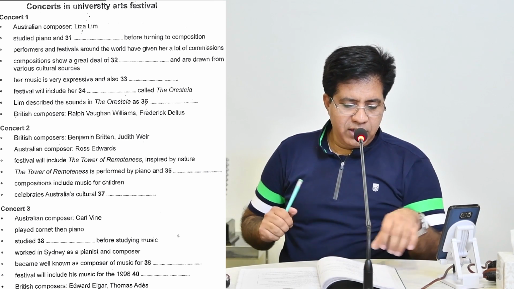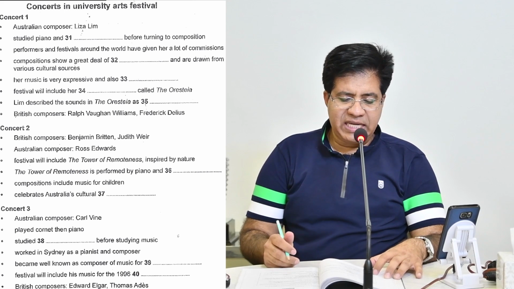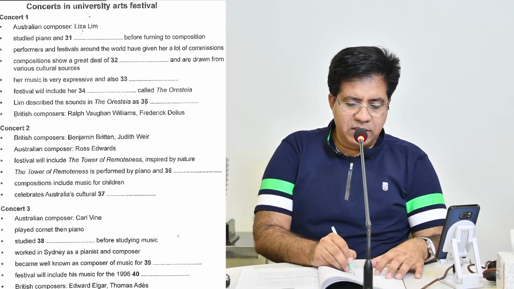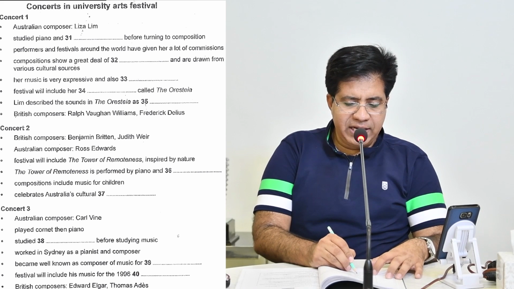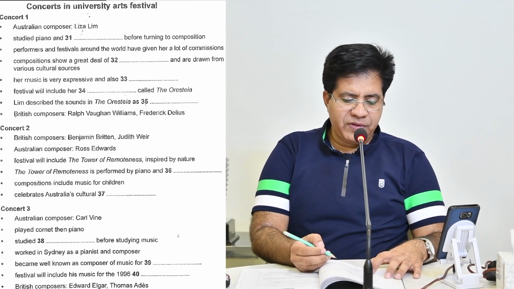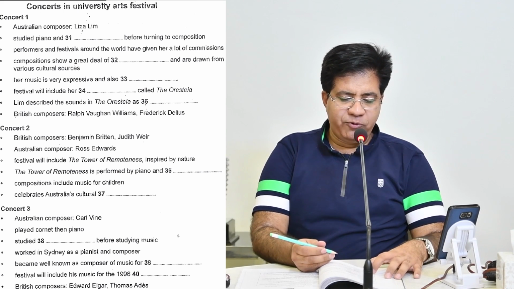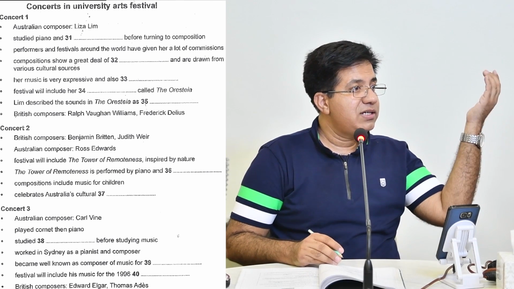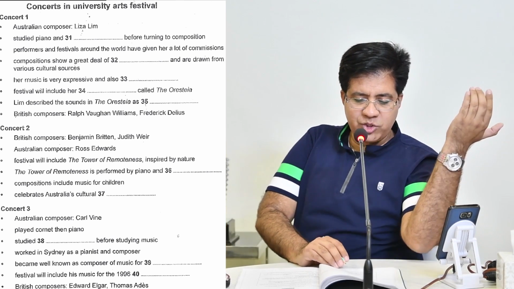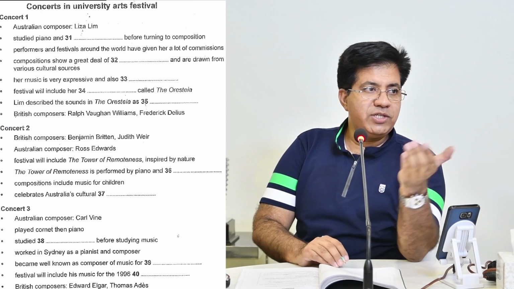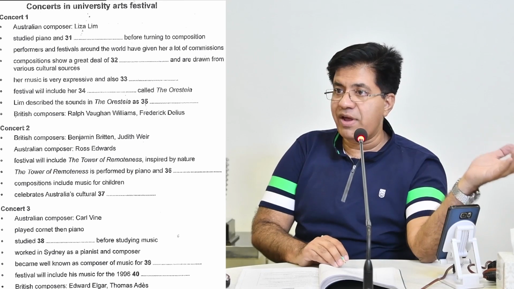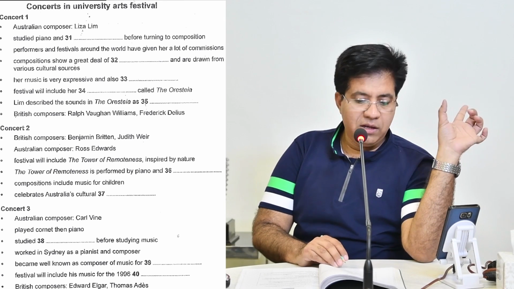Next we go on. Concept number 3. Can you see 2 points, 2 bullet points without a question? Please underline Carl Vine and then underline piano. Question number 38. Studied dash before studying music. Answer will be a subject. For example, studied chemistry before studying music. Studied biology before studying music. Studied arts, studied literature. So answer is going to be a sort of subject.